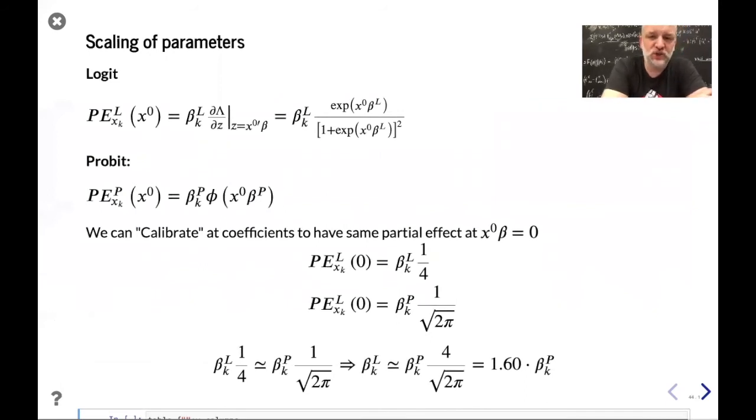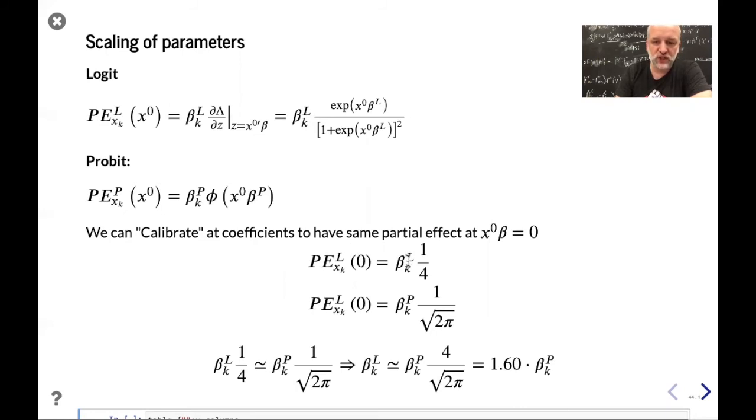So a final remark here is you can also rescale the parameters and calibrate the coefficients to have the same partial effects at X beta equal to zero. You can look at the equations here, but really you got the partial effects for logit and probit being something like this, right? And then you say, what happens if I put in a zero here? So I choose X so that I have the same partial effect when X beta is equal to zero.